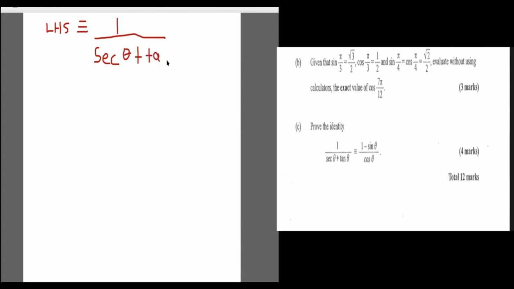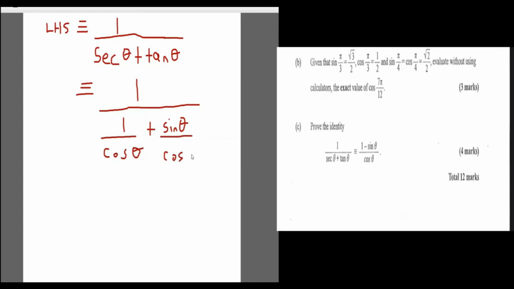All right. Now the first thing that should pop out to us is that sec theta is 1 over cos theta. That's the first thing. Plus, what is tan theta? Tan theta is sine theta over cos theta. All right? So this is what we have.